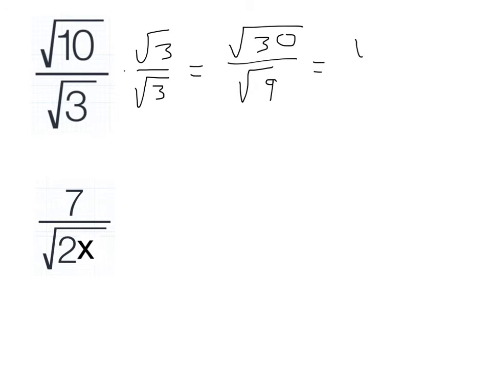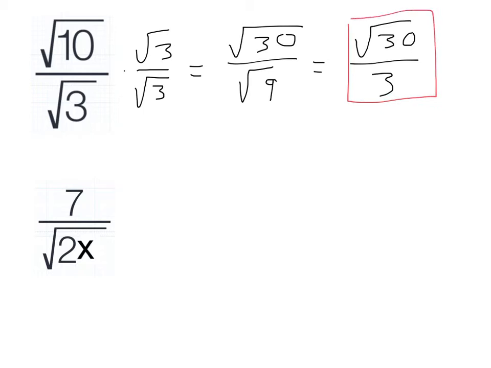Square root of 30 cannot be broken down any further. If I did a factor tree, I'd only have 2, 3, and 5. There'd be no common factors there, and nothing shared. No pairs that I can break down. No perfect square factors, so that's just done. And then square root of 9 is 3, and so that's my final answer.